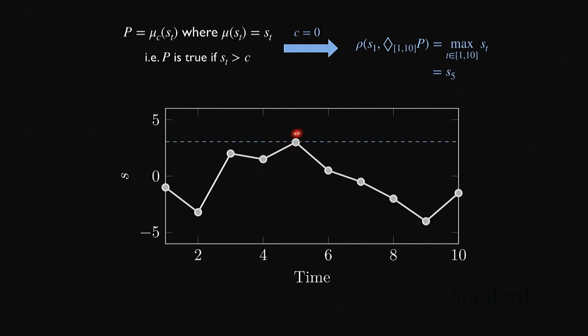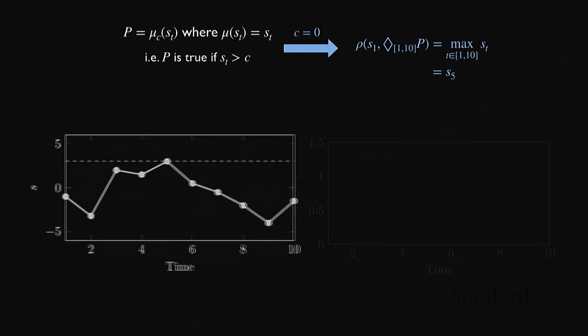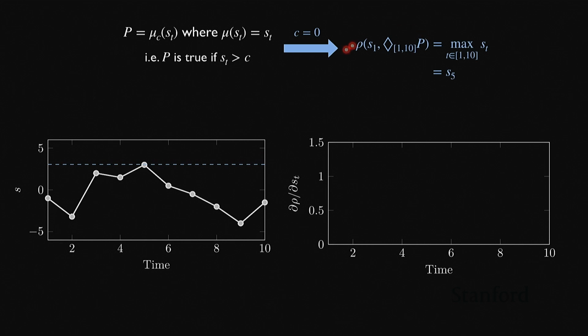And so in this case, it's equal to S5. Our robustness is just going to be whatever the value of state 5 is, the state at time step 5. And so let's think about what the gradient of the robustness is with respect to each of our states for each of our time steps. So if I change S1 a little bit, what is that going to do to the robustness?